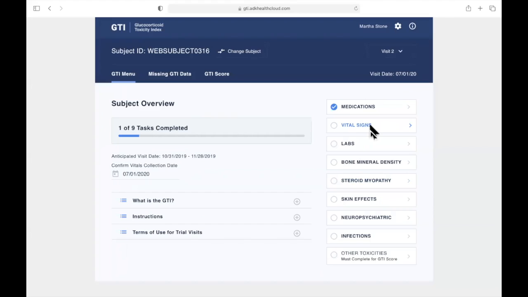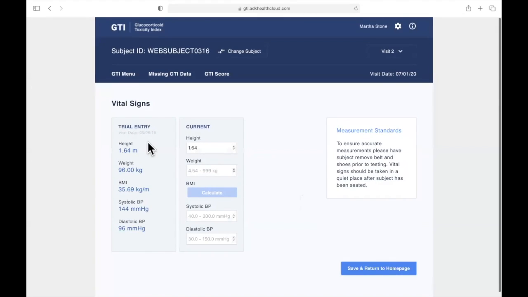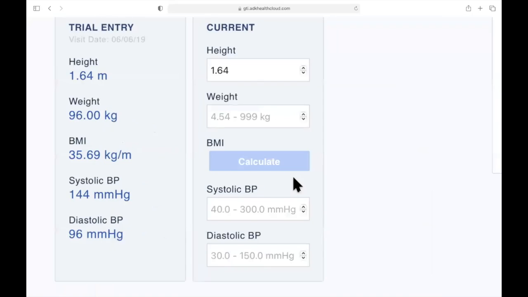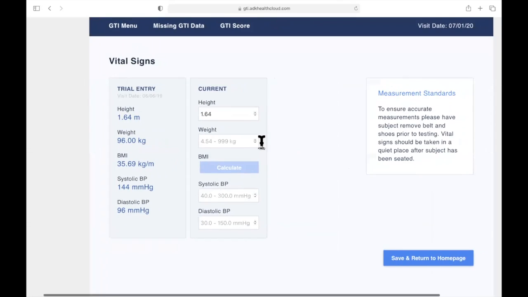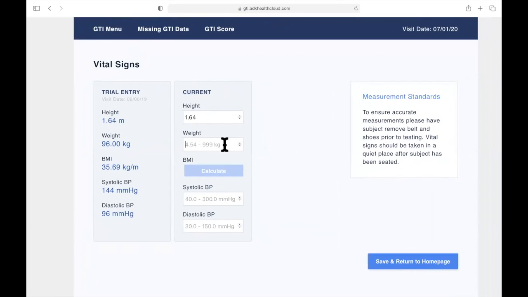The vital signs from entry are shown on the left. The patient was 1.64 meters tall at entry and weighed 96 kilograms. The BMI calculated automatically. His weight has improved substantially. He's now down to 89.1 kilograms. His blood pressure has also improved, going from 144 at baseline to 132 over 85. There's been a significant improvement.